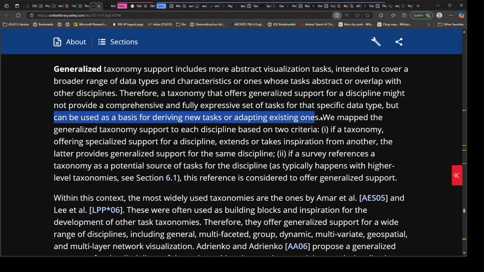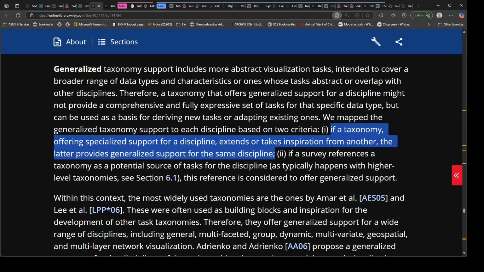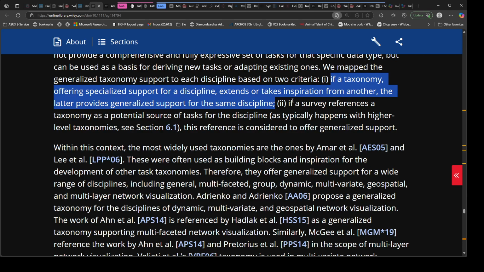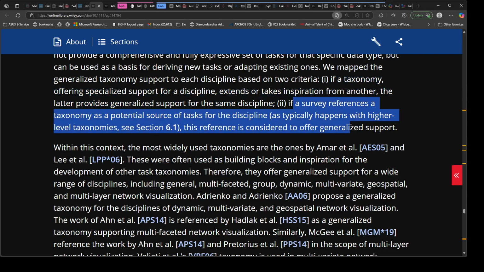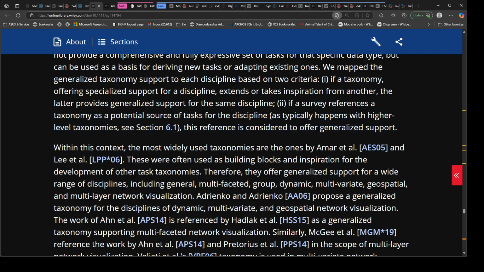We map the generalized taxonomy support to each discipline based on two criteria. 1. If a taxonomy offering specialized support for a discipline extends or takes inspiration from another, the latter provides generalized support for the same discipline. 2. If a survey references a taxonomy as a potential source of tasks for the discipline, as typically happens with higher-level taxonomies, see section 6.1, this reference is considered to offer generalized support.